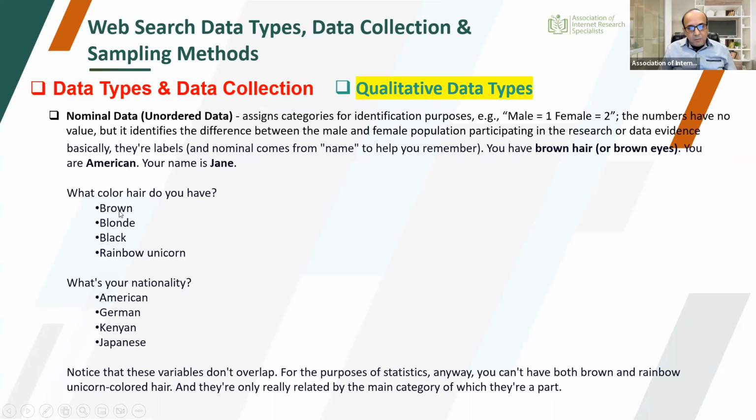But because they are to be organized as or considered unordered nominal data, it means that brown cannot be blonde or blonde cannot be better than brown. They have their own uniqueness and specifications that cannot be compared with. What's your nationality? So you've got all these nationalities. So these are just a few examples.